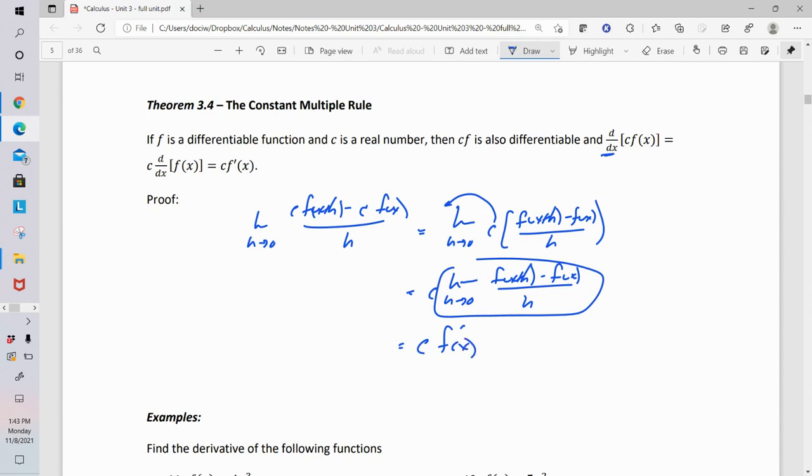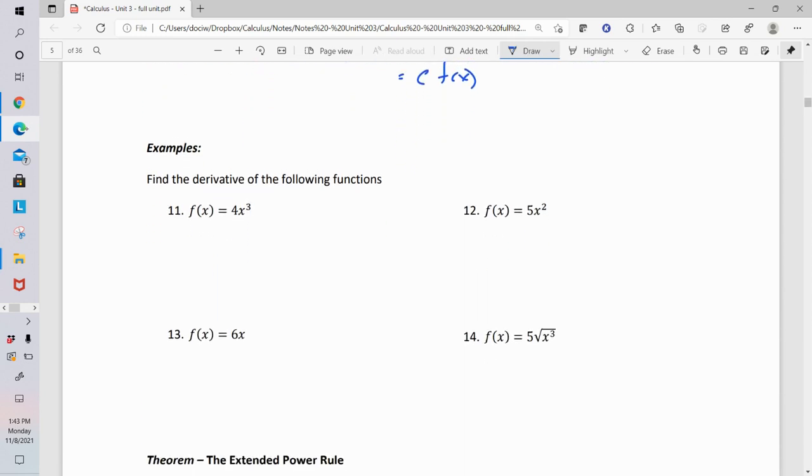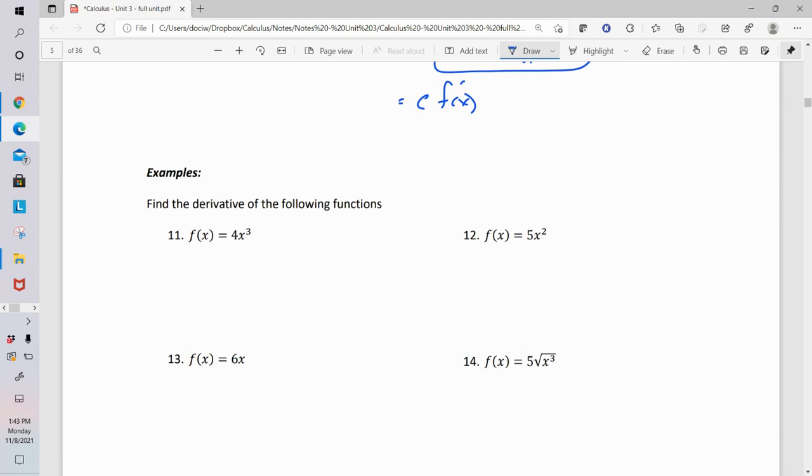I said I was going to do a proof. It's really not a full proof. It's a fairly light proof of the constant multiple rule. Okay, so just a few quick examples.